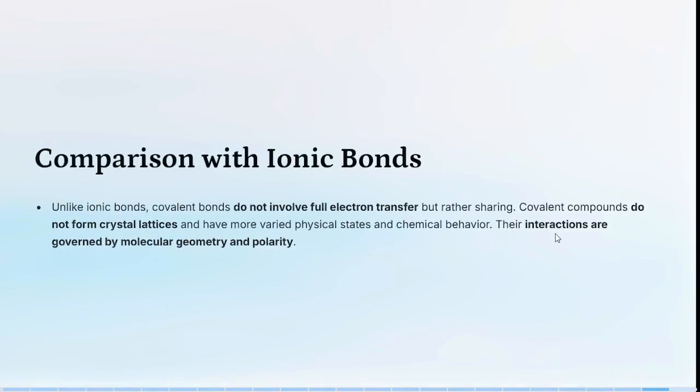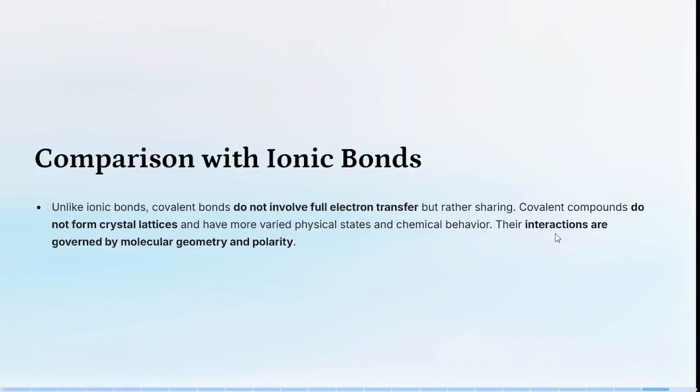So let's see a clear comparison between covalent and ionic compounds. Unlike ionic bonds, covalent bonds do not involve full electron transfer. Rather, they involve electron sharing, which was what I was trying to mention. Ionic bonds involve full electron transfer, while covalent bonds involve electron sharing. Covalent bonds do not form a crystal lattice, while ionic bonds form a crystal lattice. And covalent compounds have more varied physical properties and chemical behavior, unlike ionic compounds.